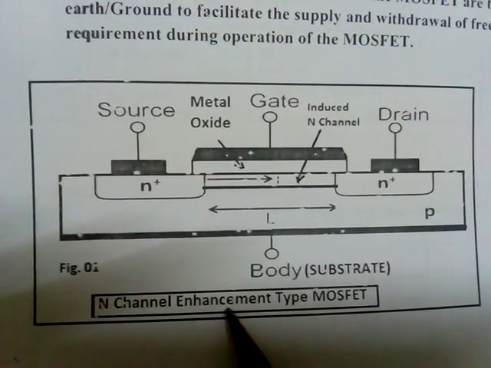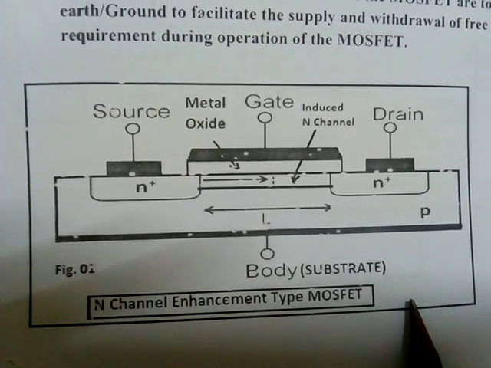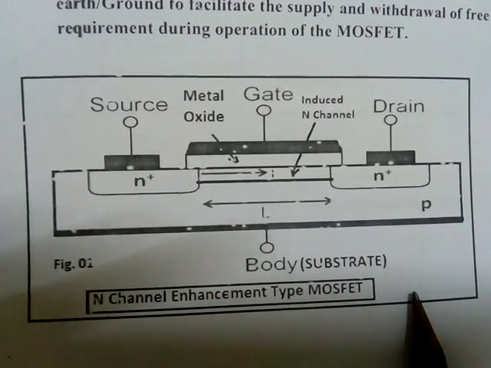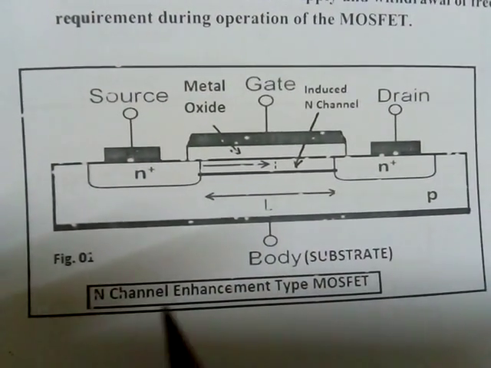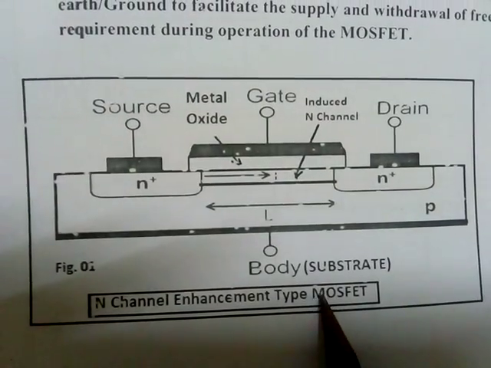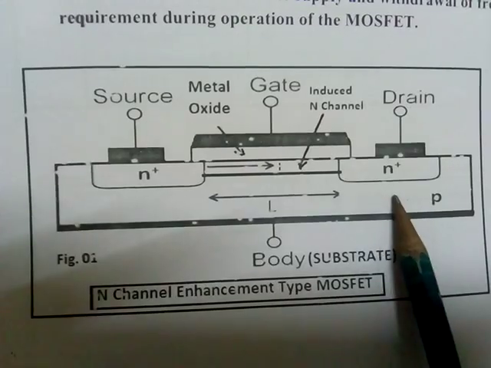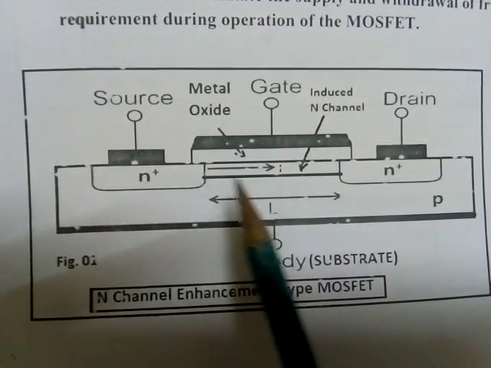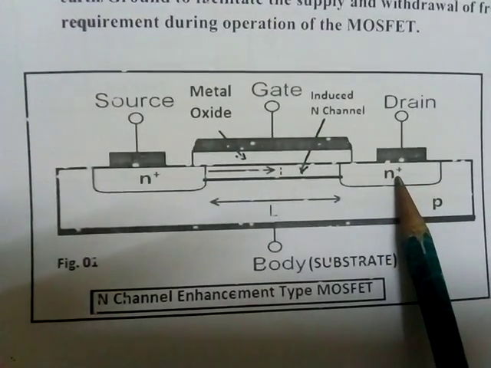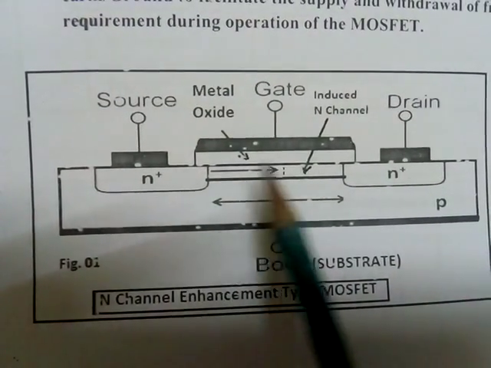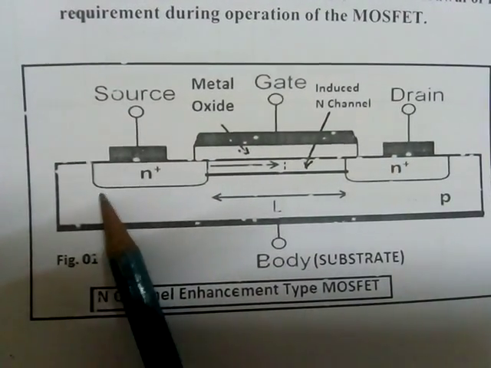N-channel enhancement type MOSFET. Of the different types of MOSFETs, you have to study only one. So this is the N-channel enhancement type MOSFET. On a P material, two heavily doped regions are diffused, meaning placed. P means moderately doped, N plus means heavily doped.